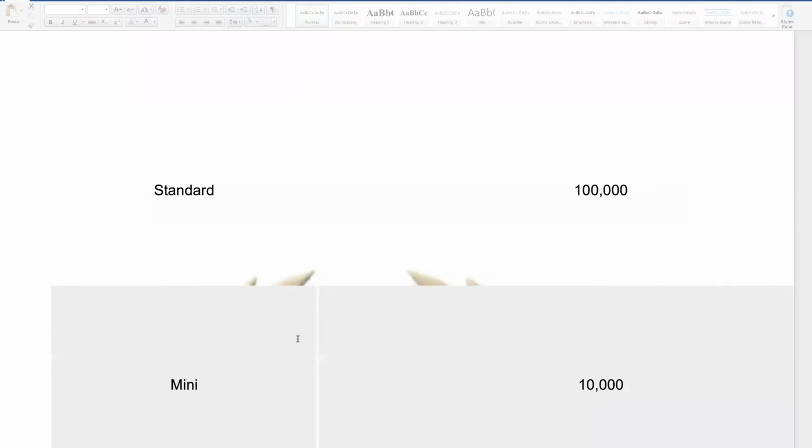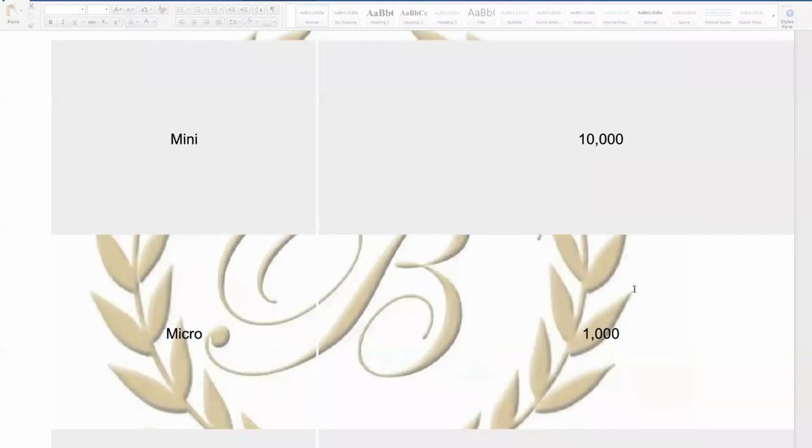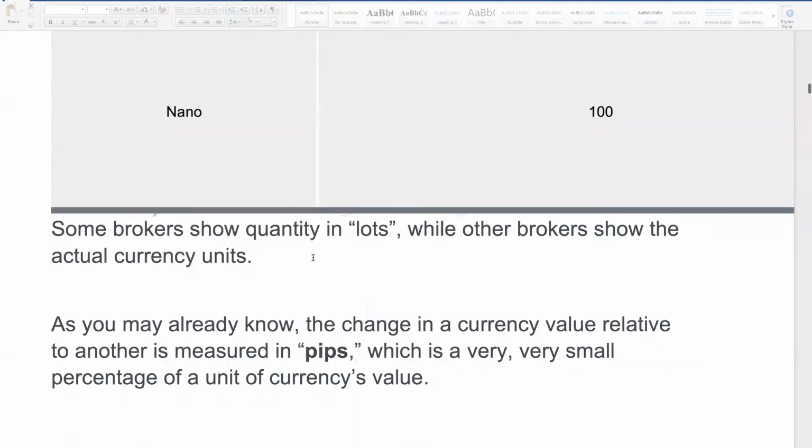Then we've got standard lot. We've got 100,000 units. That's where when you say 1 lot, one standard is close to 100,000 units of currency. Mini lot, we are referring to those with 0.1, 10,000 units. Micro, we are talking of 1,000. That is 0.01. It is equal to 1,000 units. Nano, 0.001, but not all brokers offer this one now. Some brokers show quantity in lots, while other brokers show the actual currency.